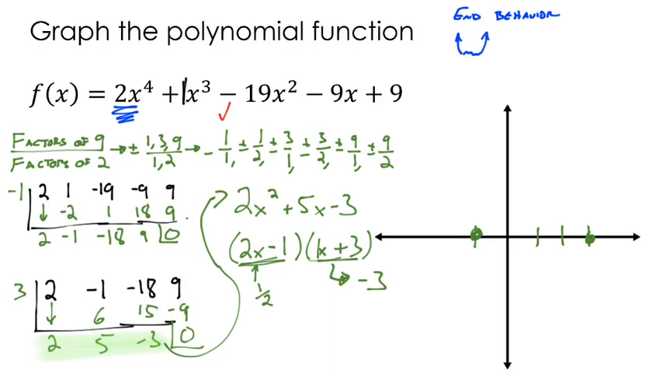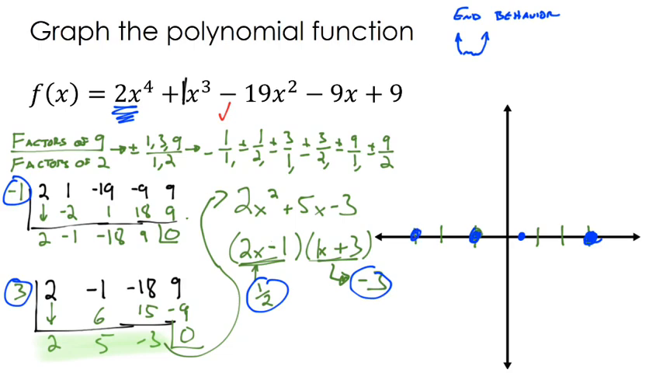So now we have our four roots. We have 1/2, negative 3, 3, and negative 1. Those are our four roots. I'll go ahead and plot them over here in the graph. We've got our 3 already plotted. We've got our negative 1 already plotted. We have a positive 1/2, and then we have a negative 3 over here.